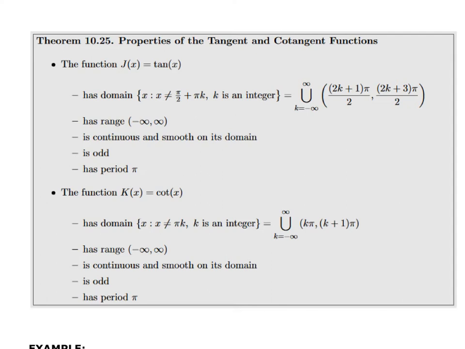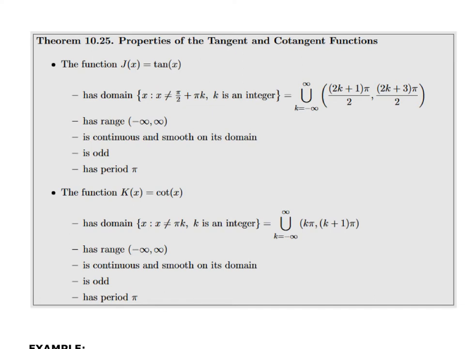These do not have amplitude because I have no maxima or minima. I don't have absolute or relative. These are both odd. We have symmetry with respect to the origin. They're both odd functions. They're both smooth and continuous on their domain, which is important in calculus.